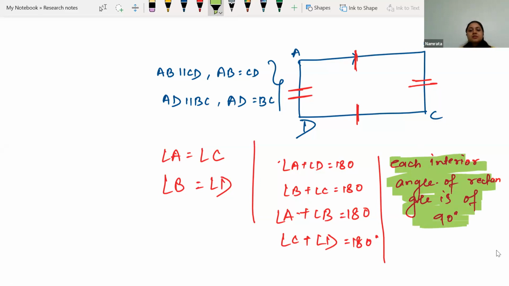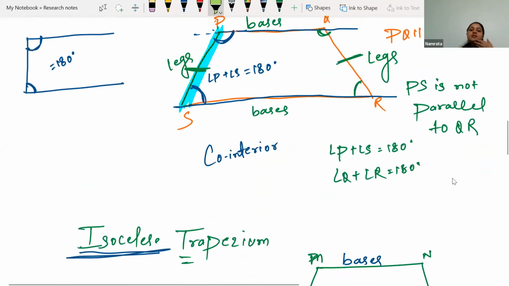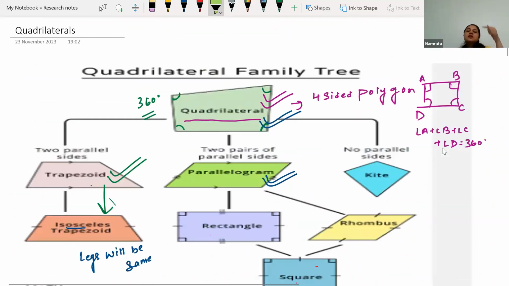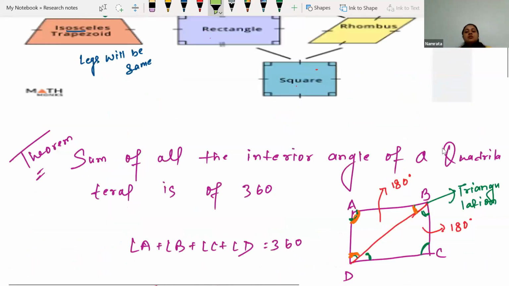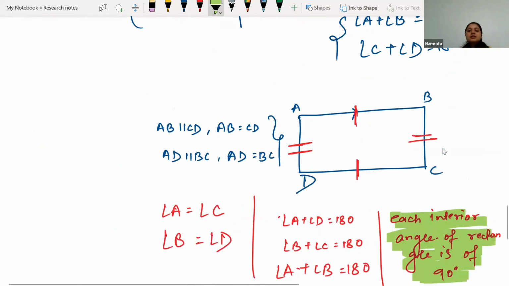Yeah. So these are the properties of a rectangle. Now let's see who is the next member of that sequence. Parallelogram, then rectangle, then rhombus is also there. So now we are going to discuss rhombus. Is it clear so far to everybody? Yes, ma'am.